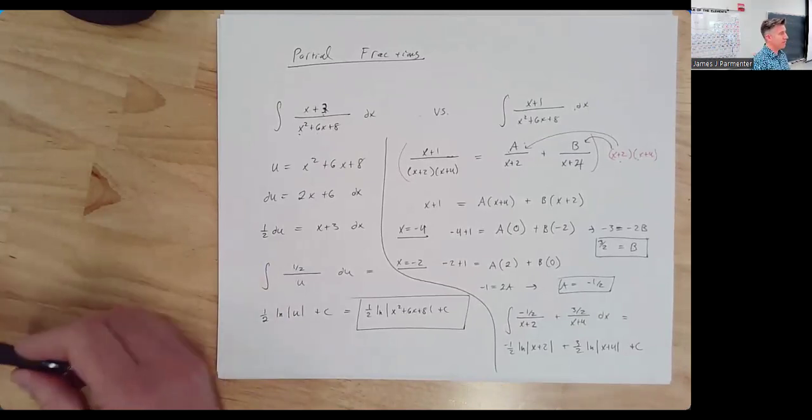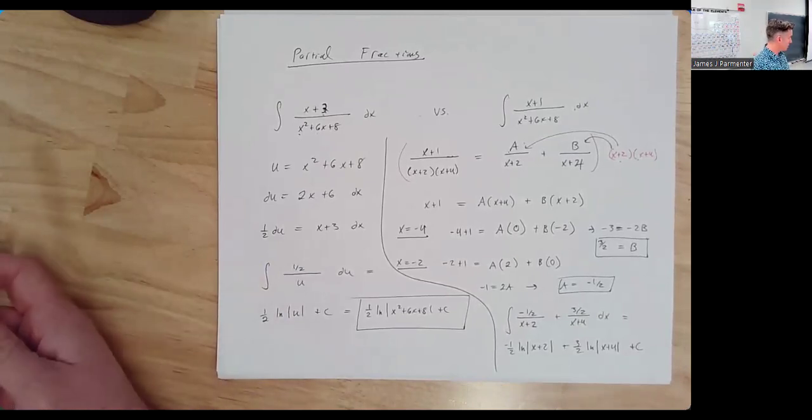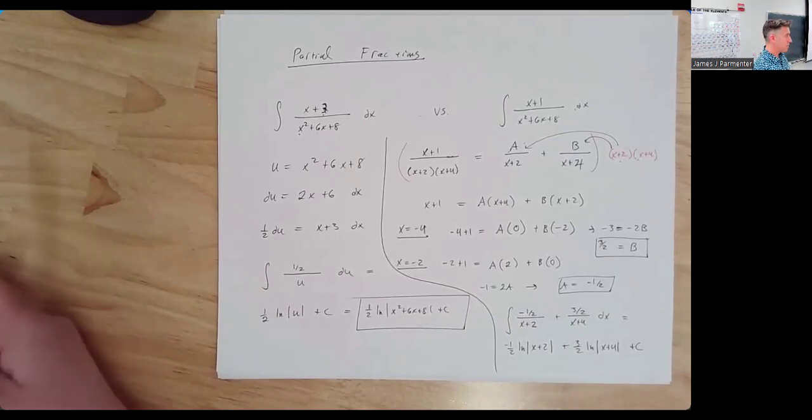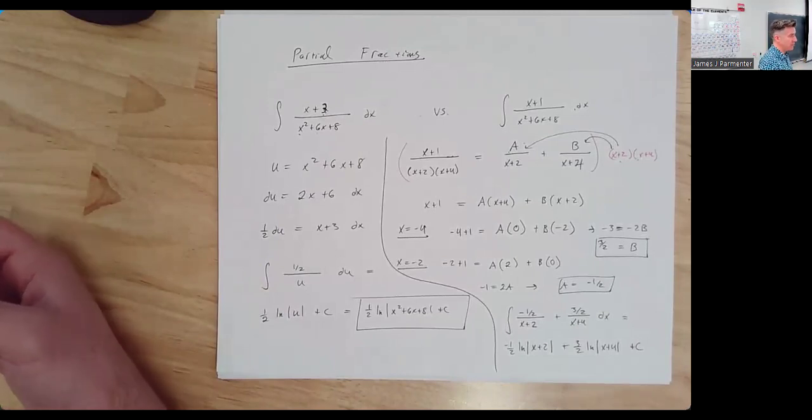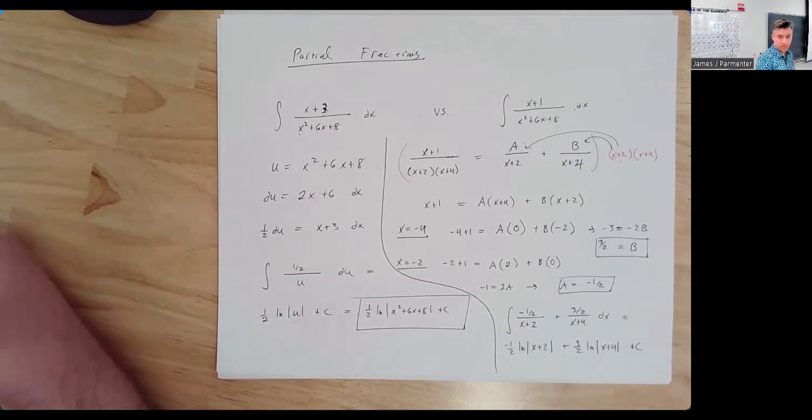So that is the kind of idea of how partial fractions works. We take this complicated fraction and we write it as the sum of simpler fractions, and then we have to find the constants on top to make it so it's actually equal to each other.